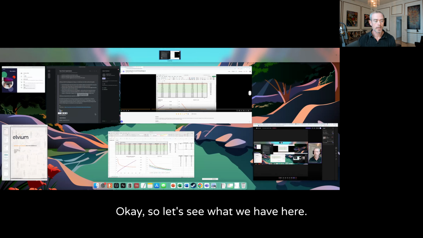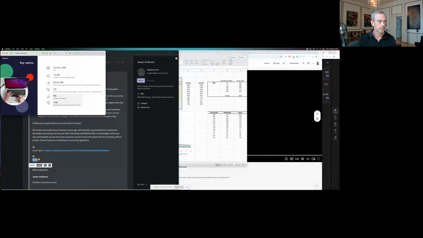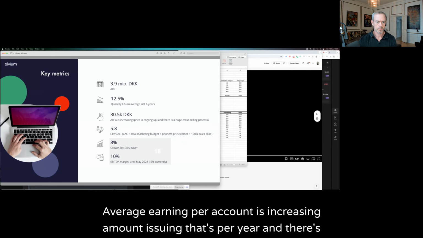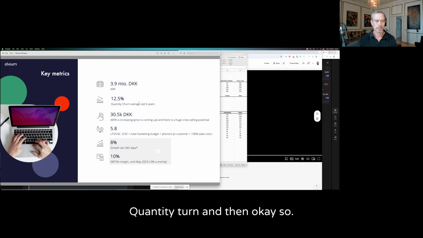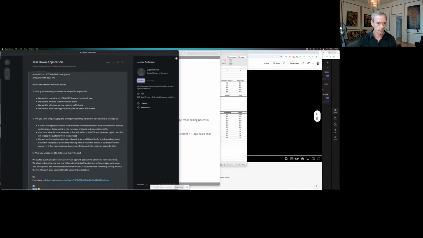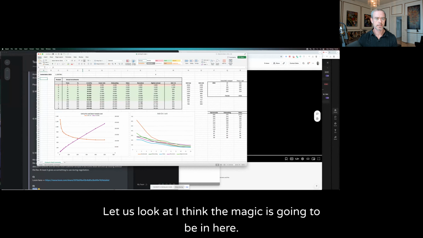Okay, so let's see what we have here. Key metrics. Okay, 5.8 LTV to CAC is okay. Average revenue per account is increasing. I'm assuming that's per year, and there's huge cross-selling potential. Quantity churn, and then okay. So let us look at this. I think the magic is going to be in here.